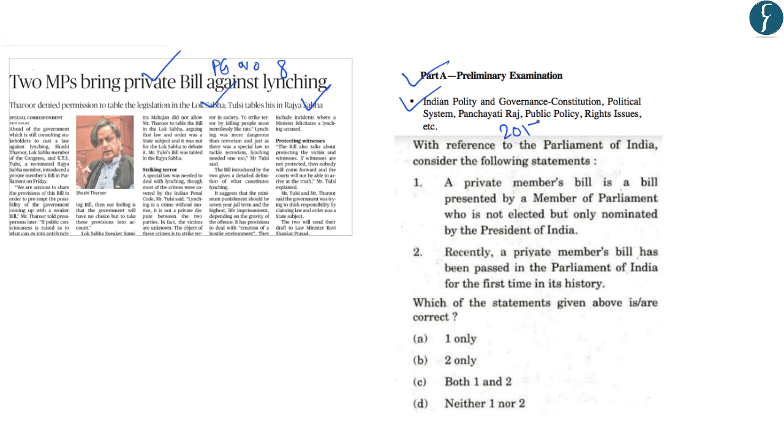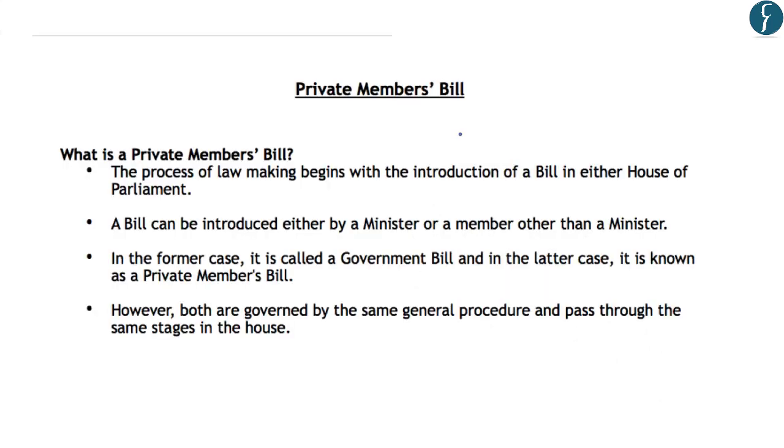Now, previously in the year 2017, a question was asked related to the private members bill. So under this article, we will try to understand what is a private member bill and how it is different from the public bill. And at the end of this discussion, we will try to answer this question as well. Now let us try to understand what is a private members bill.